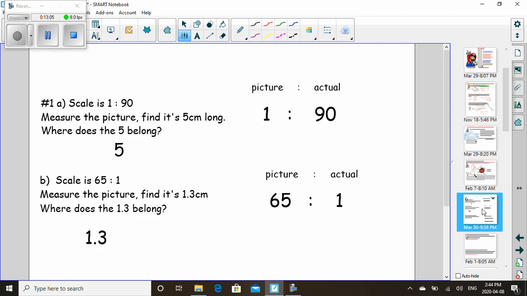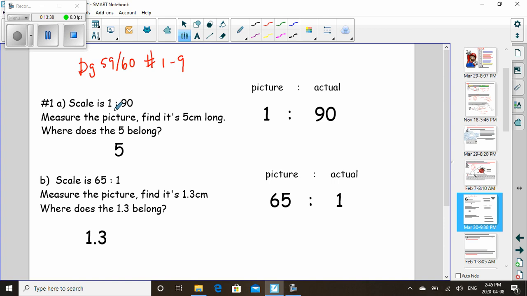Okay, there's some questions. The scale of the map is 1 to 90. Measure the picture, find it. So this is probably a question in your book, actually. Let me see. Yeah, this is actually the question I'm going to ask you to do, from page 59. This is number 1, so I'm giving away number 1. I'm going to write this down for you. Page 59 and 60, numbers 1 through 9. I'm going to ask you to do.